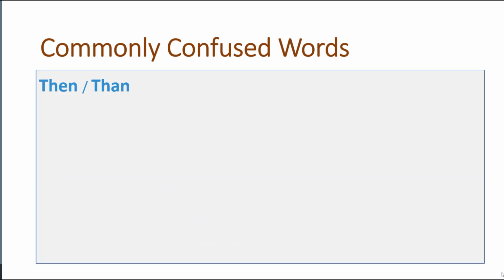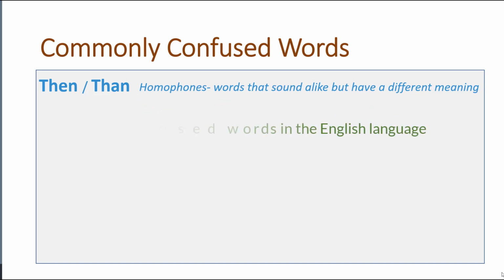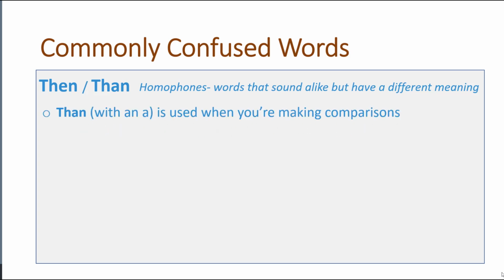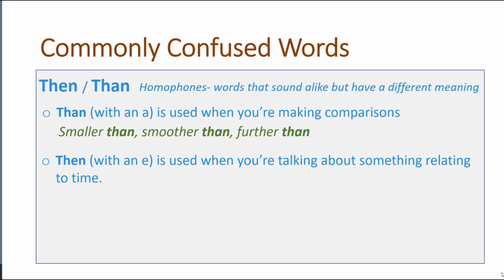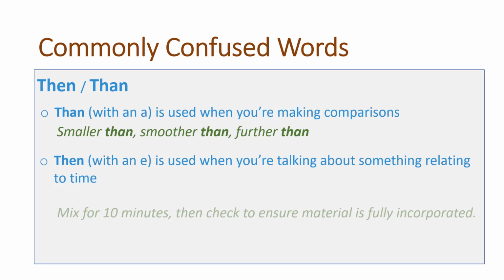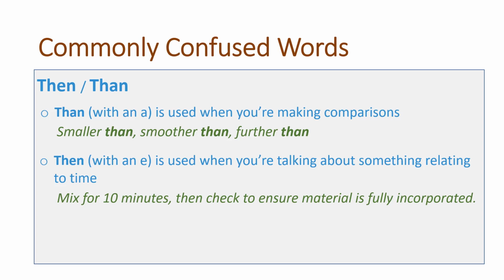Than and then are homophones, words that sound alike but have different meanings. They are among the 100 most frequently used words in the English language, so it's not surprising that they can sometimes be confused. The way to keep them straight is to focus on the basic difference. Than with an A is used when making comparisons. Smaller than, smoother than, further than. Then with an E is used when you're talking about something relating to time. Mix for 10 minutes, then check to ensure material is fully incorporated. Turn the valve and then open the vessel.